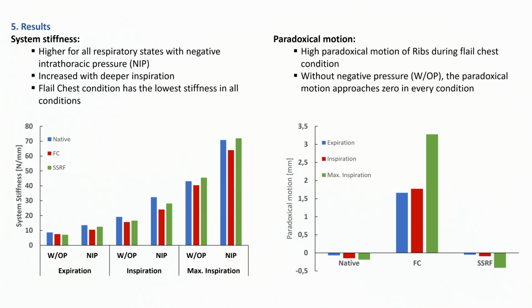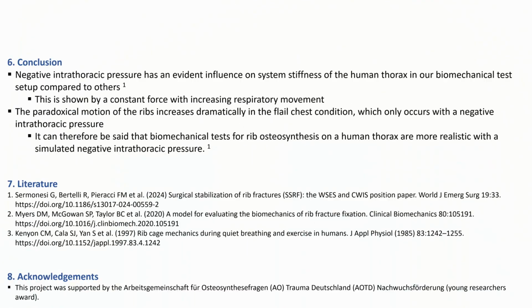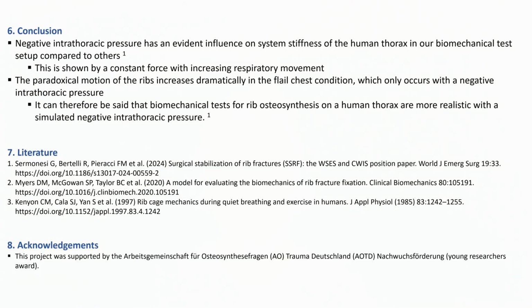The system stiffness increases in all breathing states, with increasing negative pressure and with deeper breathing, while it is lower in the flayed chest condition compared to the other conditions. During the flayed chest condition, an extremely high paradoxical motion also occurs, although this can only be seen with a negative pressure. It can therefore be said that the negative intrathoracic pressure has a major influence when it comes to the biomechanical testing of rib fractures and their osteosynthesis.